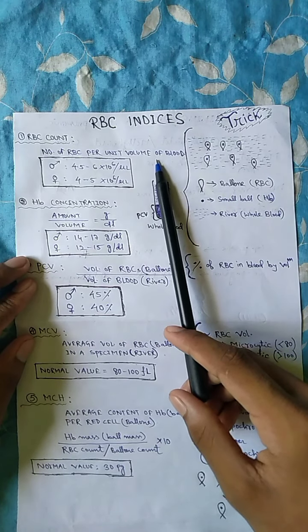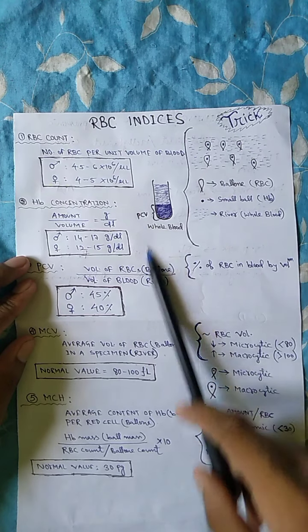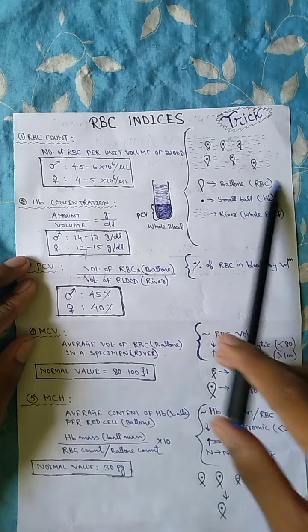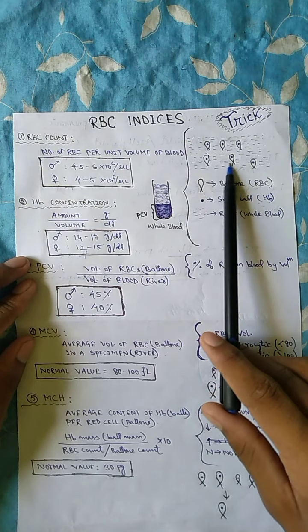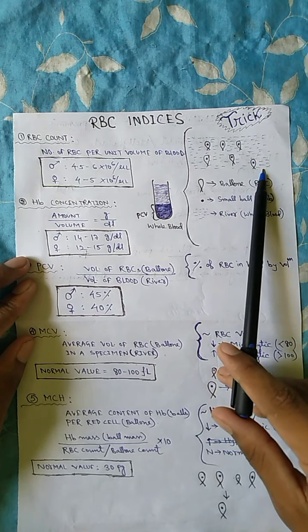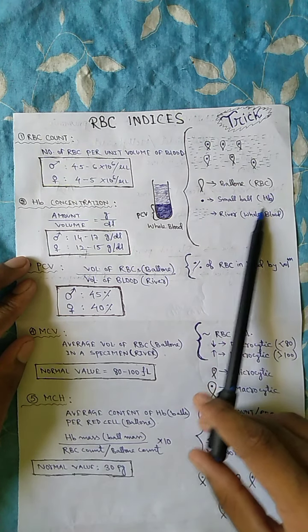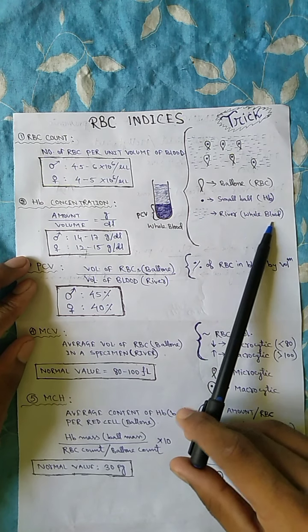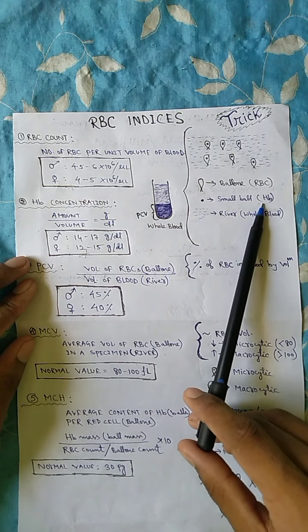For this I'll use some tricks and pictures for the sake of ease. So let's consider this river. There is a river and in the river there are some balloons floating, and inside each balloon there are small balls. So we'll consider the river as whole blood, the balloon will be the RBC, and the small ball will be our hemoglobin.